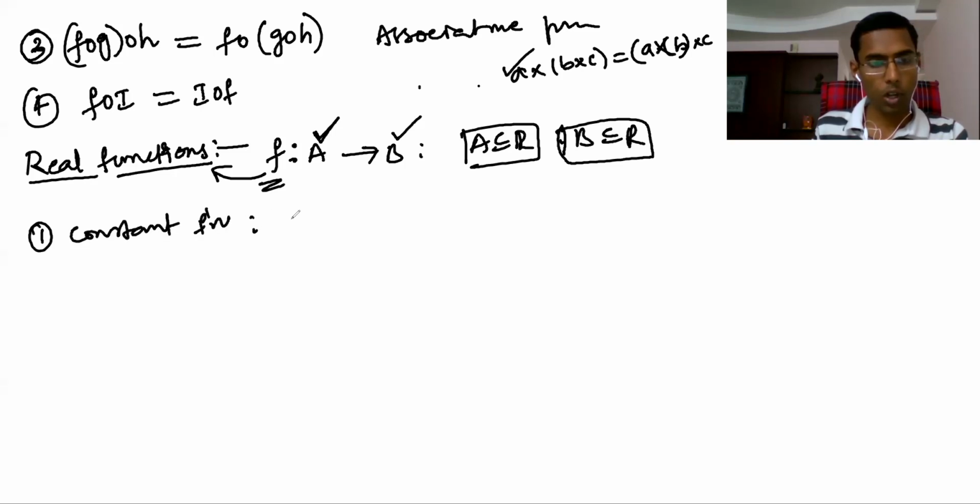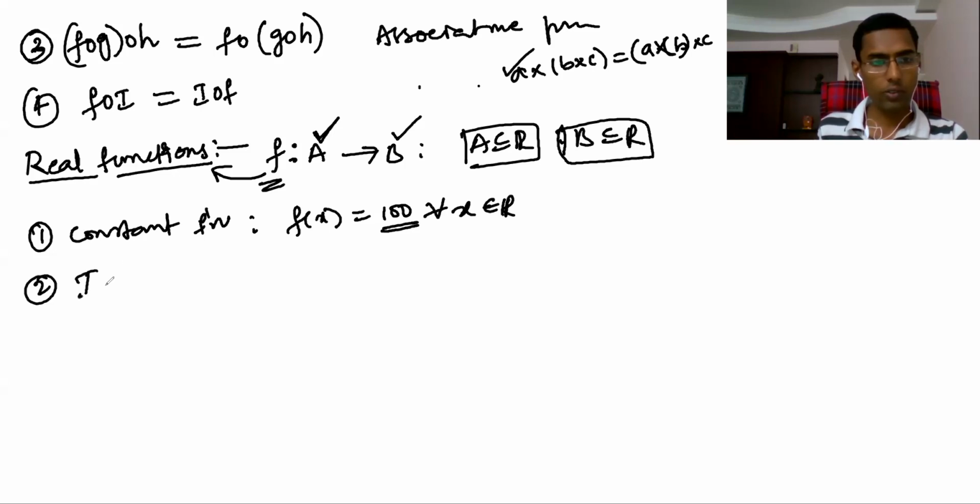This is a constant function, which means f of x equals some constant, 100, for all x belongs to R. Whatever real number you take, you will get only one image. That is the constant image you get. That's a constant function: the image is always constant.